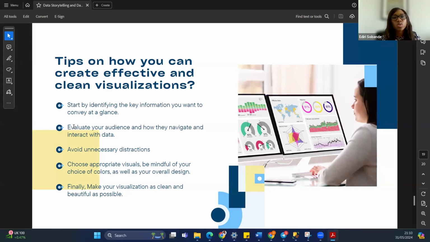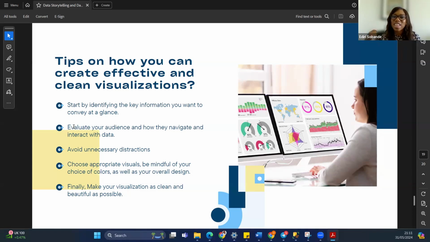So the first thing you want to do when you're creating your visualization is to identify the key information you want to pass across. So again, we're coming back to the goal. We're coming back to the message. The key information you want to pass across at a glance. So when your users see your dashboard, when they interact with your dashboard, what is that key information? If they don't go away with anything else, what is that thing that you want them to see? So that's the thing you want to make bold.